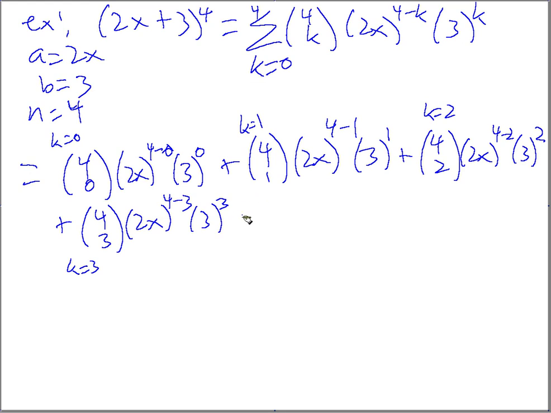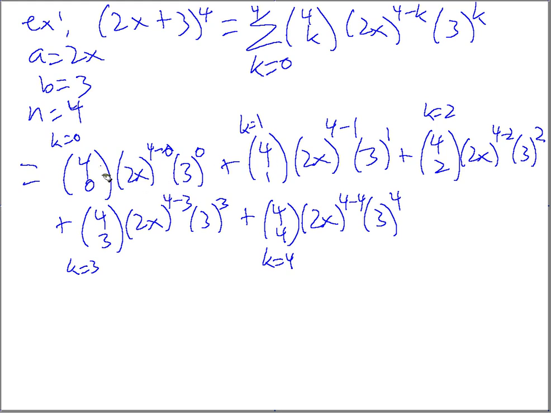It's up to you. And lastly, k is now 4. This is now the fifth term in this expansion. Again, there are 5 terms in this answer. So this will be 2x to the 4 minus 4, or 0 if you like, and 3 to the 4th power to finish out. Now we have to work all this out term by term.